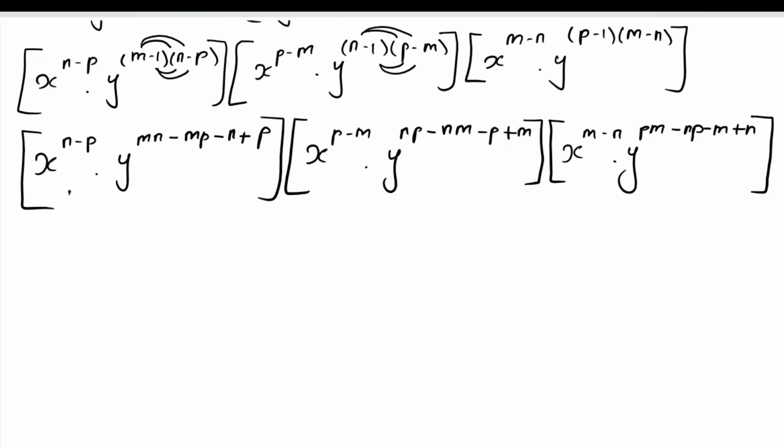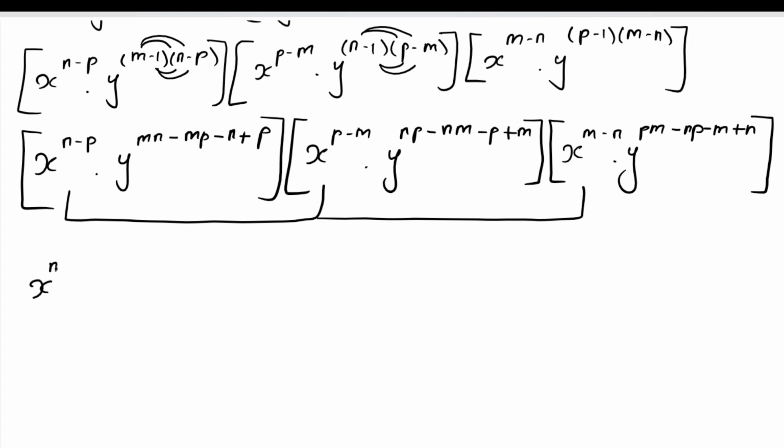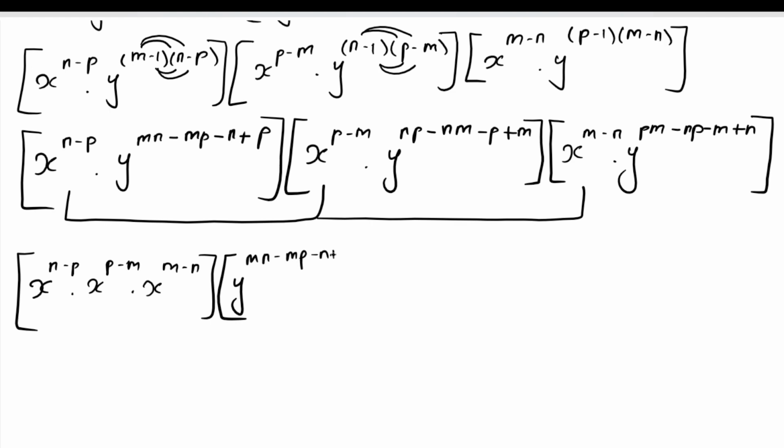Now I'm writing all the x terms together. So here we have x here, here and here, and all the y terms I'm writing together. So this will become x to the power n minus p into x to the power p minus m into x to the power m minus n, into all the y terms together. I'll get y to the power mn minus mp minus n plus p into y to the power np minus nm minus p plus m into y to the power mp minus np minus m plus n.